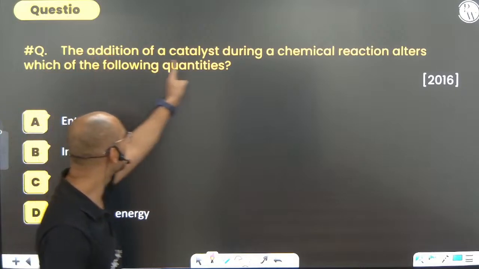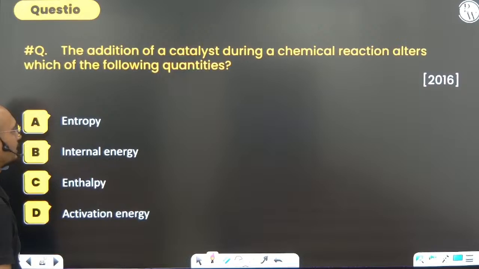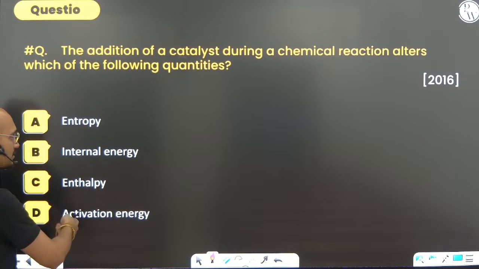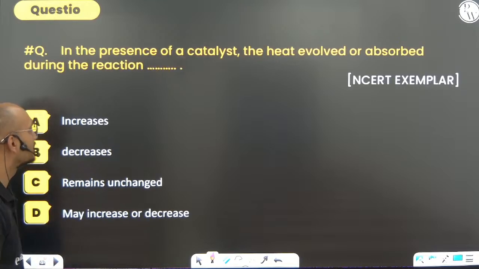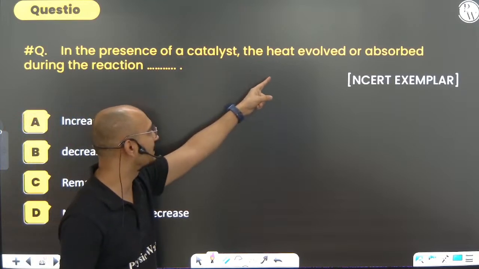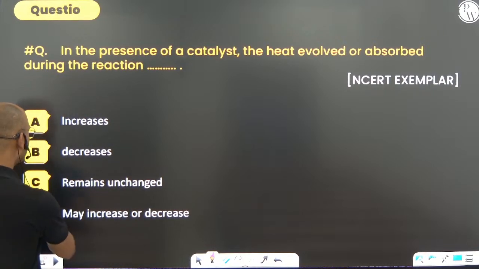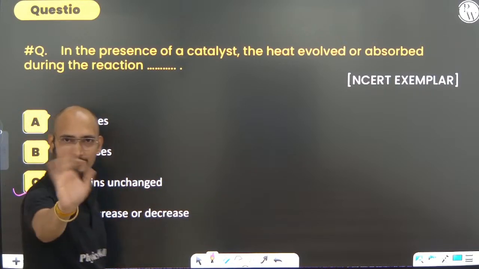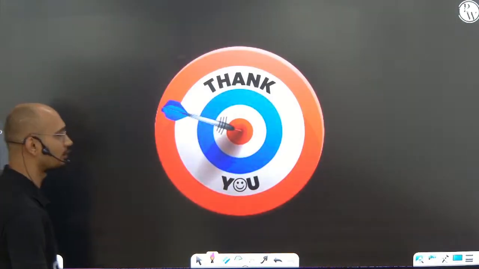Now the addition of a catalyst during a chemical reaction alters which of the following quantities? Entropy? No. Internal energy? No. Enthalpy? No. Activation energy? Yes. Next, in the presence of a catalyst, the heat evolved or absorbed during the reaction increases, decreases, or remains unchanged? Unchanged, because a catalyst does not change delta H. So neither it will be negative nor positive. Whatever is there, it will always be like that.